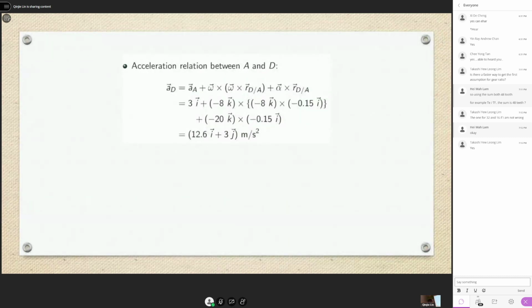Then for point D, also the same thing. Only this part is different. Now it's RDA. Down here is also RDA.